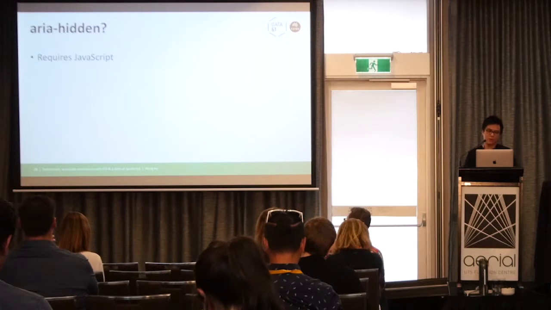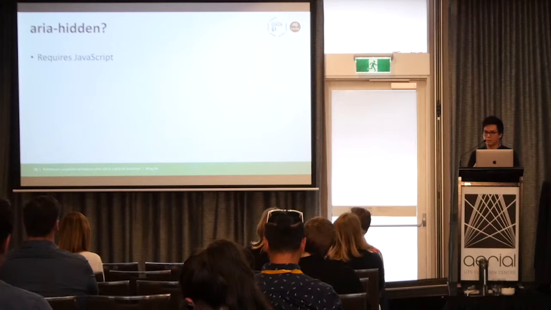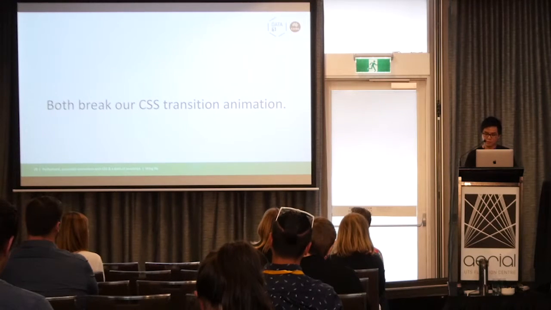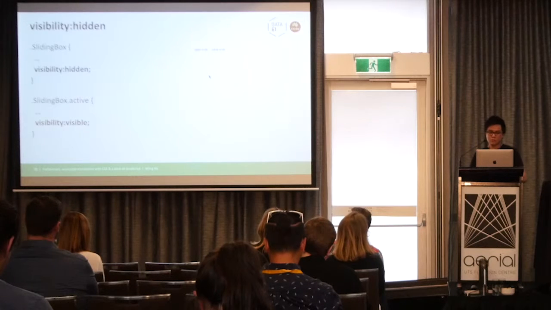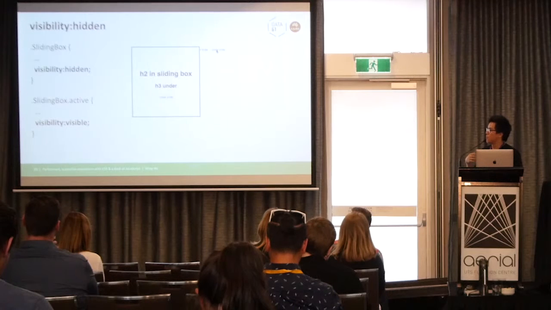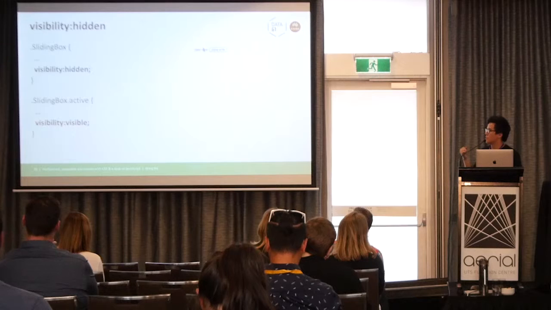The one thing that we can add is the aria-hidden tag, but that requires a bit of JavaScript. We'll touch on that later. But the problem with both of these solutions, so-called, is that they actually break our CSS animation. If we try to toggle the visibility, we can see that the box will slide in, but we actually lose our animation when we toggle it out.